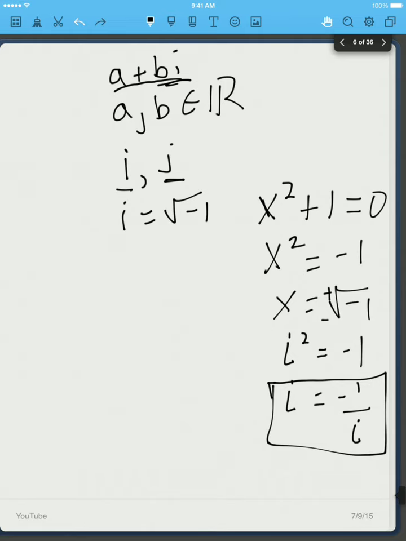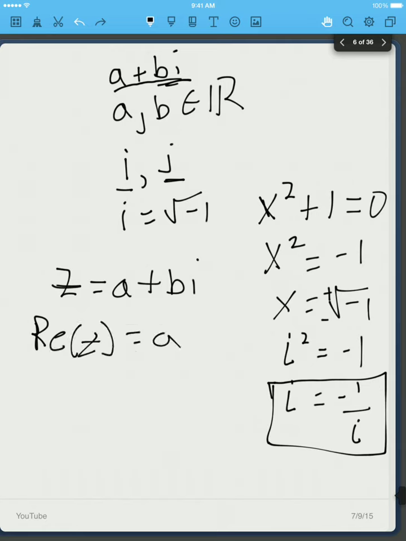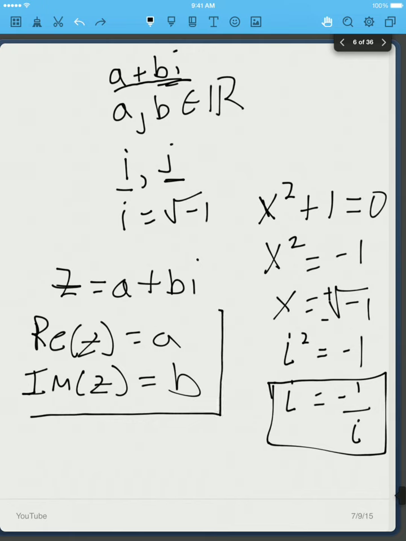If we say that, for example, z, which we use to denote complex numbers generally, equals a plus bi, then notationally we'll say that the real part of z is equal to a, and the imaginary part of z equals b. This is just a notational thing. It's basically how you talk about complex numbers.